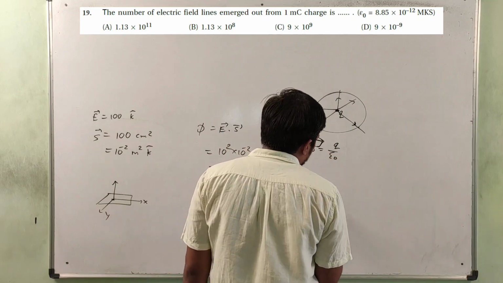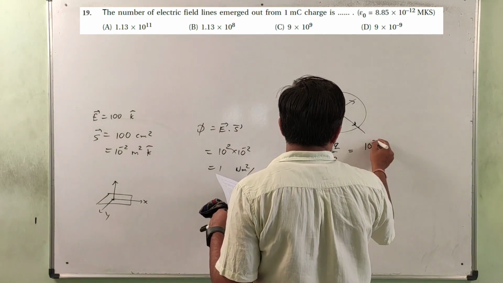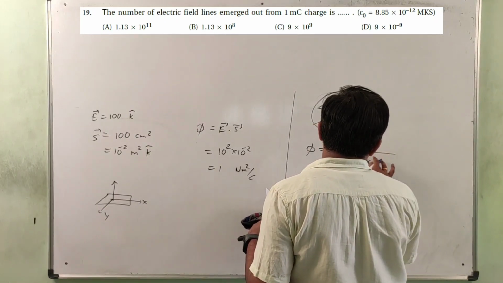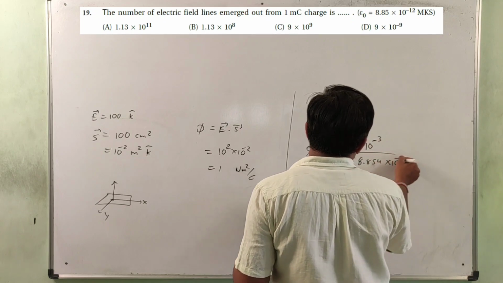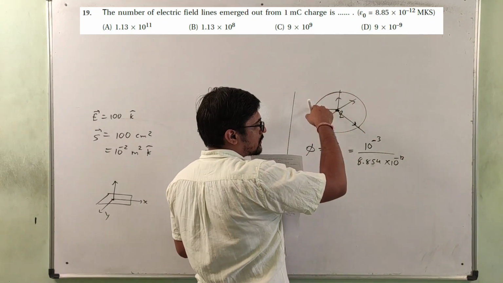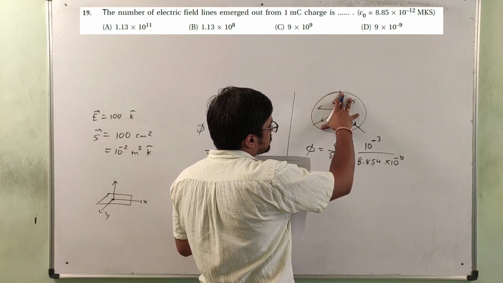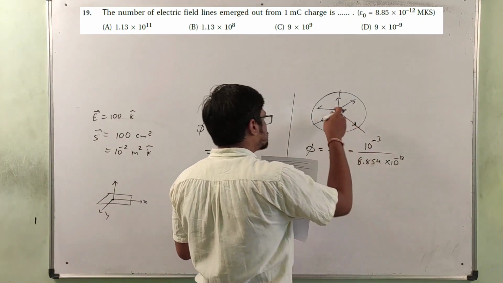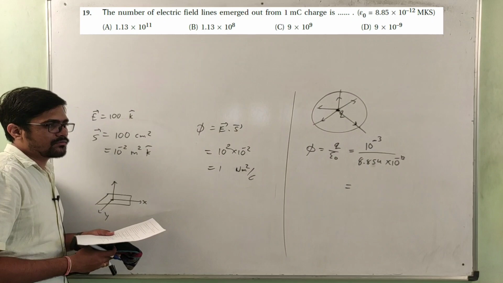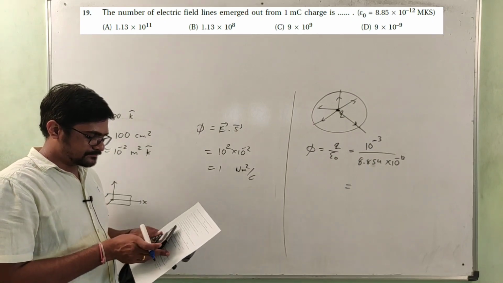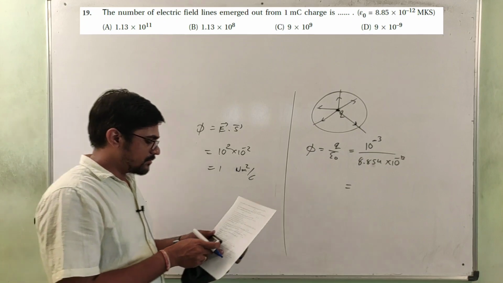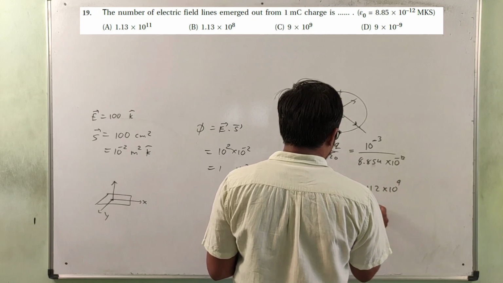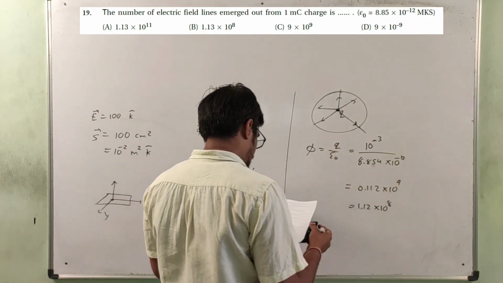Flux associated with this surface is equal to charge enclosed by the surface divided by epsilon naught. Charge is 1 millicoulomb, so 10 power minus 3, and epsilon naught is 8.854 into 10 power minus 12. This is the flux associated with this sphere, and flux is the number of field lines passing through this sphere. Whatever field lines emerge from this charge pass through this sphere, so the flux is also the number of field lines emerging out from this charge. So 1 divided by 8.854 is 0.112 into 10 power 12 minus 3, that is 9, so 1.12 into 10 power 8 is the answer.